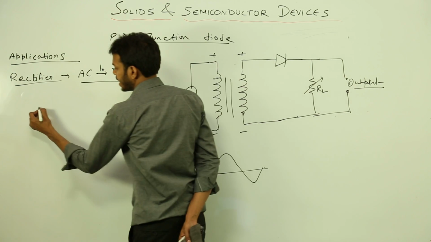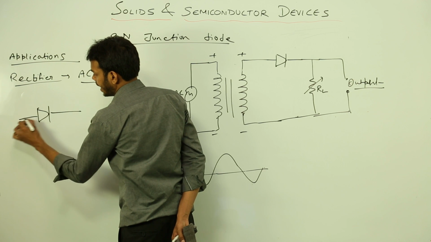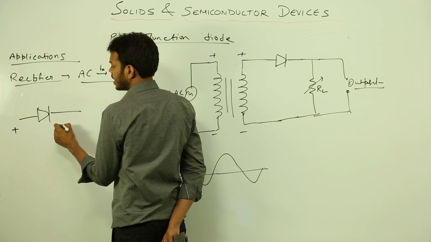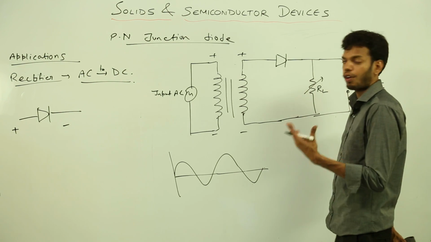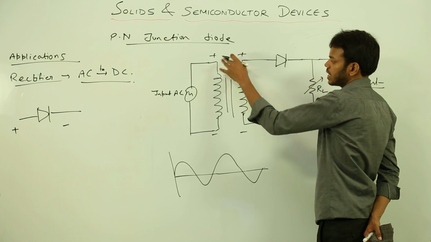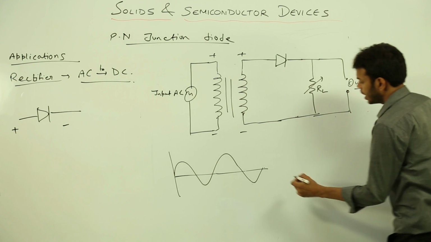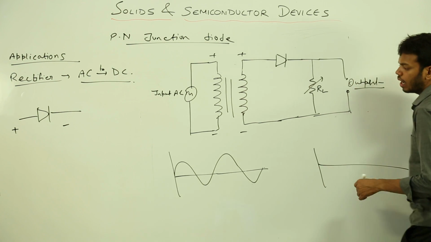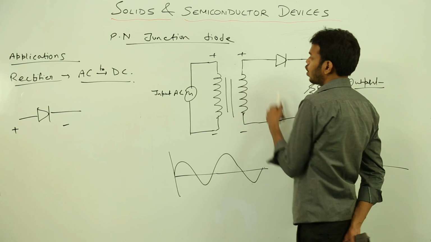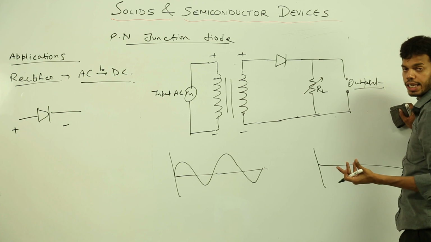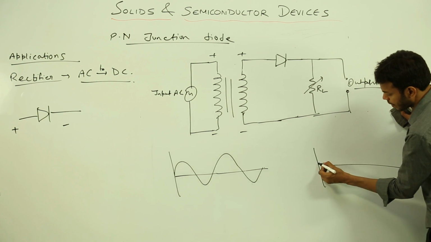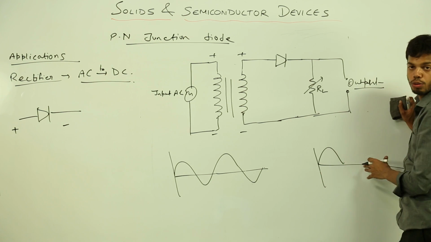When P side, that is this side, is connected to positive terminal and this side is connected to negative terminal. So this is when a diode is said to be in forward bias state, right? So during positive half cycle, diode is in what? Forward bias state. That means current is going to go through it. It will allow current to pass through it easily, and you will get a similar kind of output.